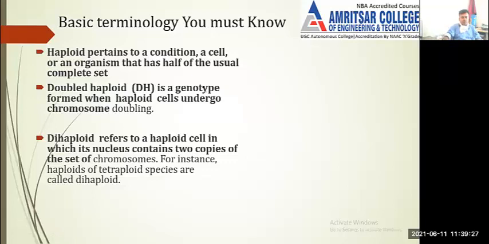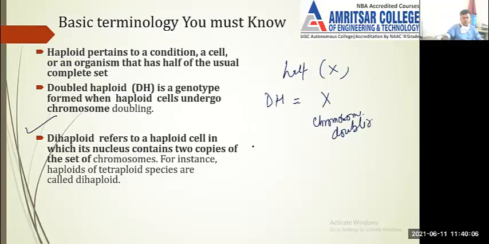So what is the haploid condition? Haploid condition, I have already told you, is half of the complete set. Double haploid: a haploid cell undergoes chromosome doubling. Dihaploid refers to two copies of the set, two copies of the set of chromosomes.